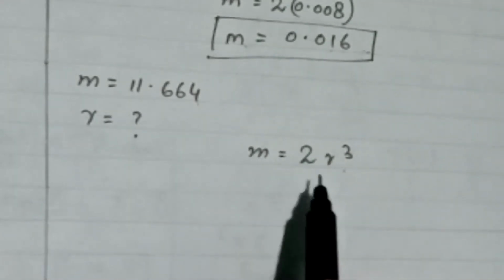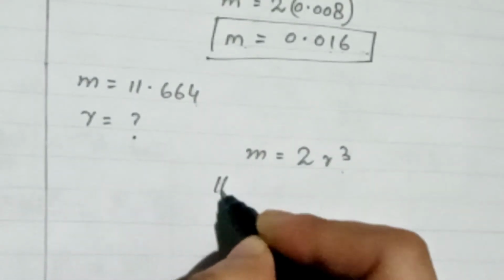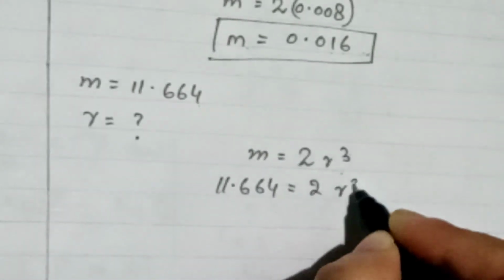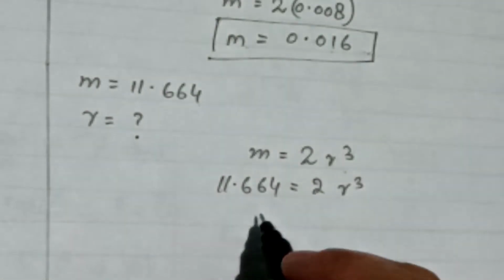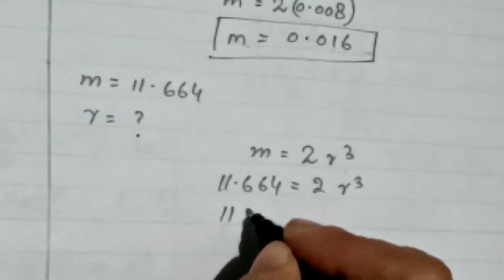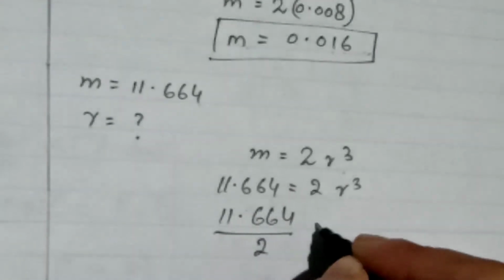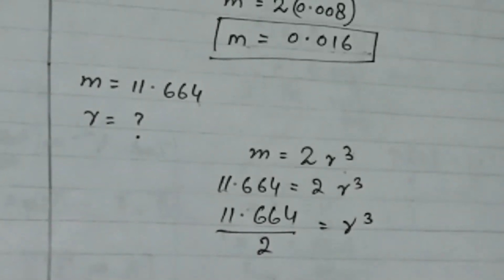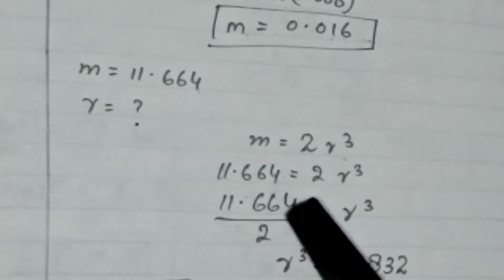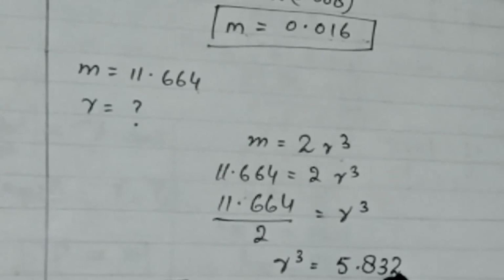Using the same equation, m equals to 2r cube, I am putting the value of m this time 11.664 here, and we have to find the value of r cube. So we have to move this 2 on the other hand side. 11.664 divided by 2 equals to r cube. So by dividing 11.664 by 2, we get r cube here 5.832.